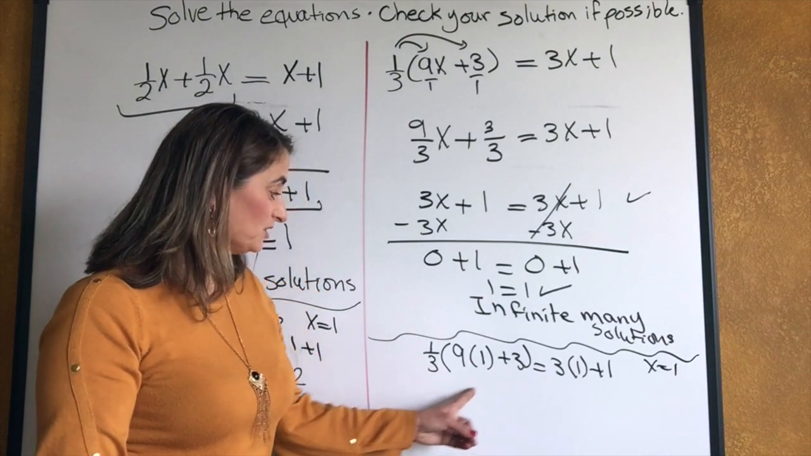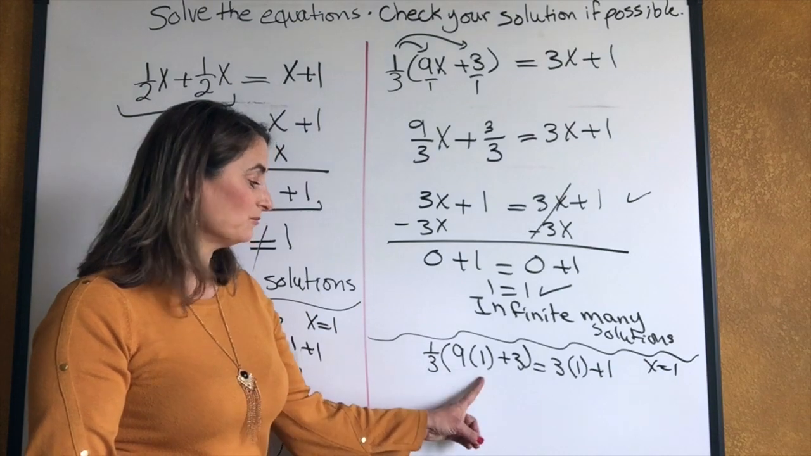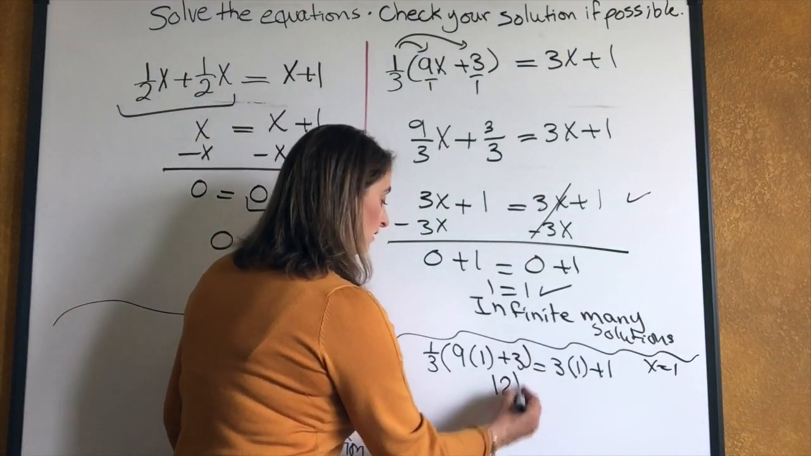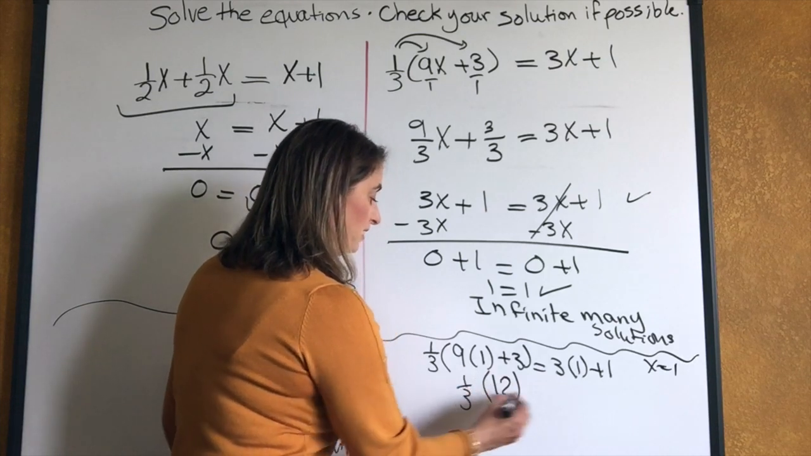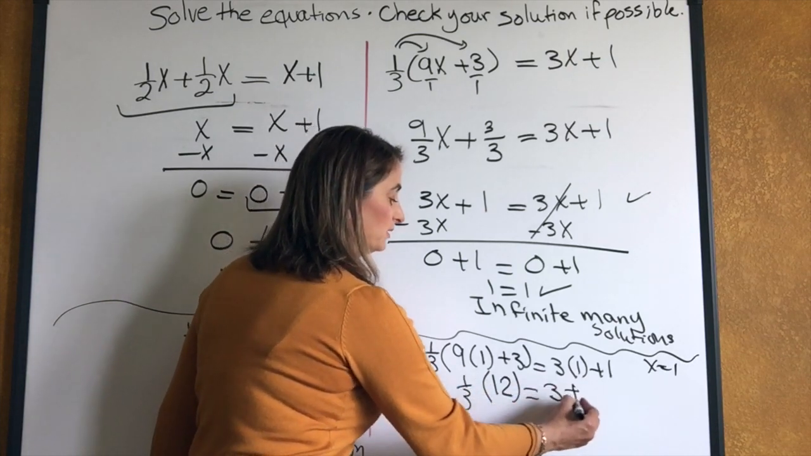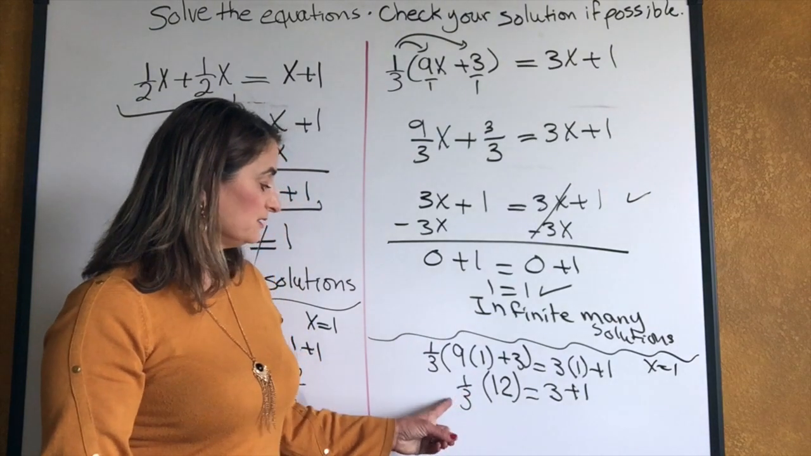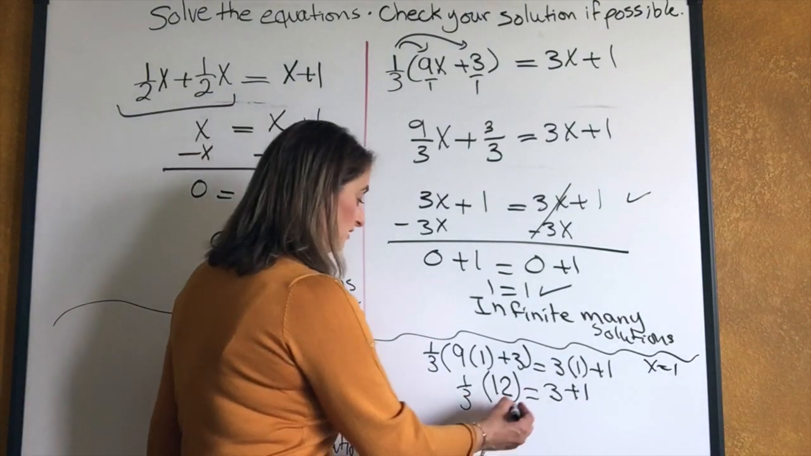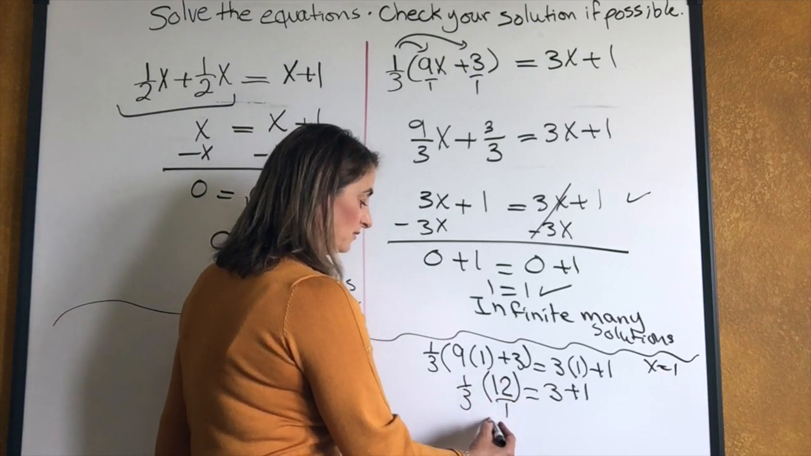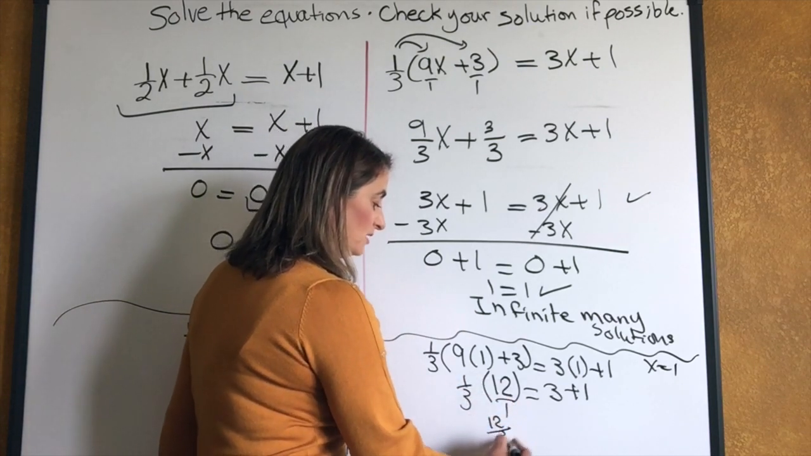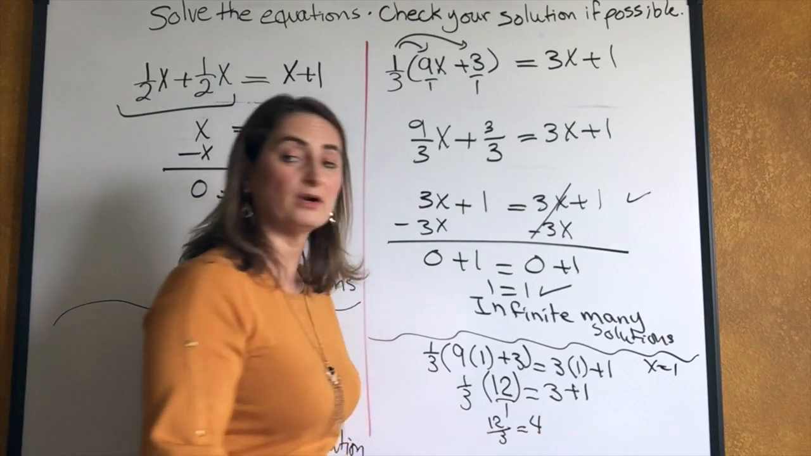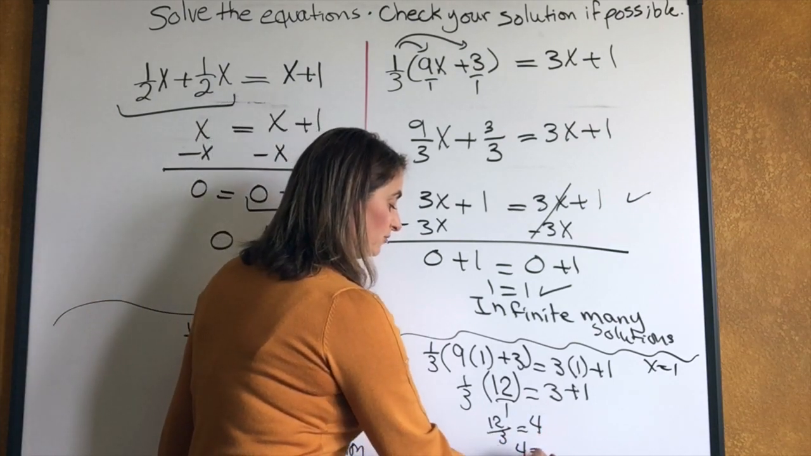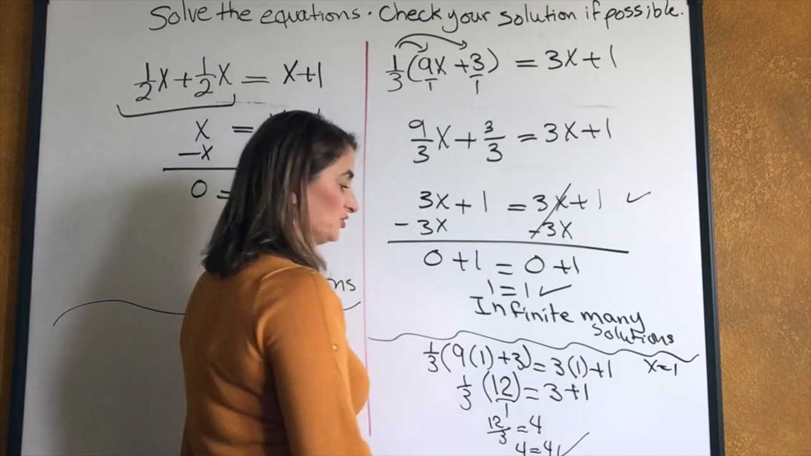Now order of operations: inside the parentheses first. 9 times 1 is 9. 9 plus 3 is 12. Bring the 1/3 down, equals 3 times 1 is 3, plus 1. Now, if this is a fraction and this is not, put the 12 over 1, make it a fraction. 12 over 1, so now 1 times 12 is 12. 3 times 1 is 3. Equals 3 plus 1 is 4. 12 divided by 3 is 4. So 4 equals 4. It did check.